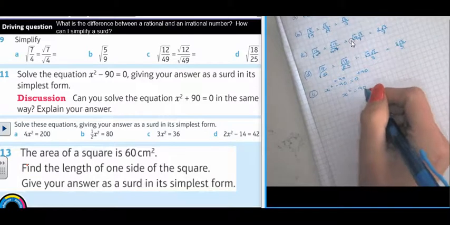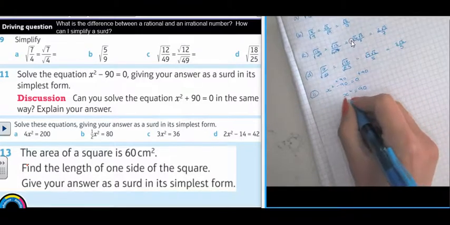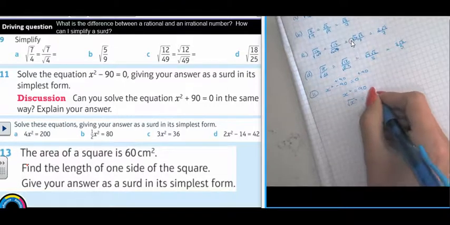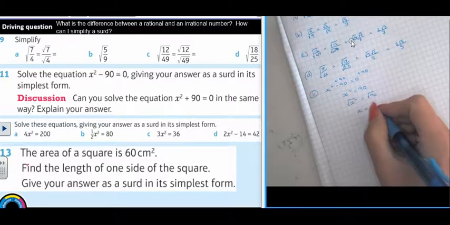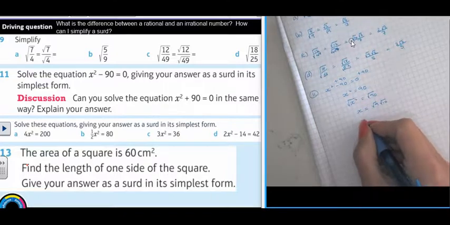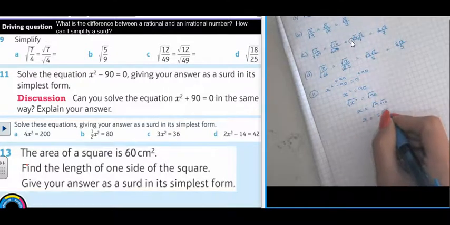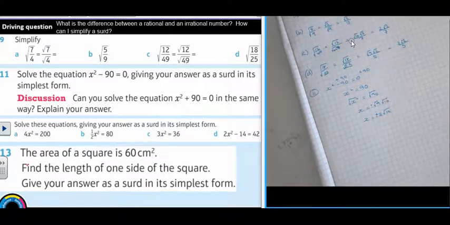The inverse of squaring is square rooting. So I'm going to square root x squared and square root 90. The square root of x squared is x, and the square root of 90, I'd say root 9 root 10, which is 3 root 10. Remember, when you square root, you get the positive and the negative solution. So that's plus or minus 3 root 10.